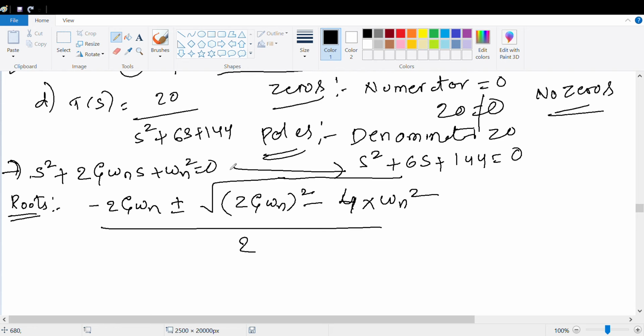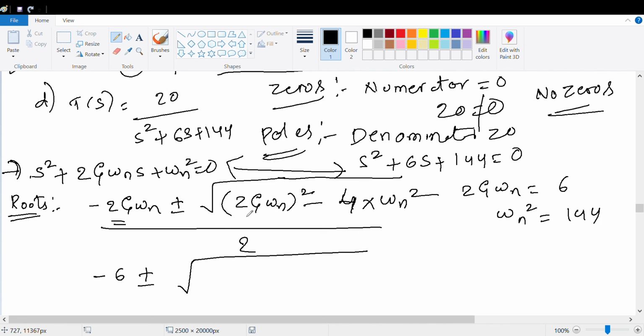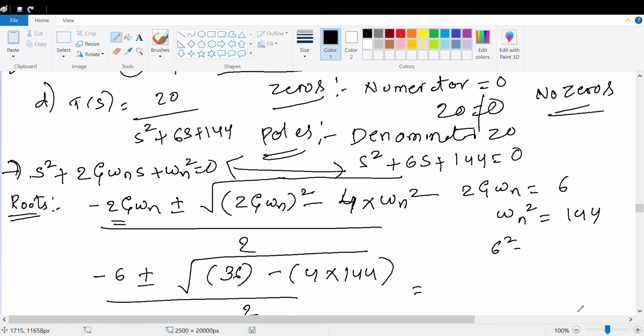Now just compare these two. In the place of 2 zeta omega n we have 6. In the place of omega n square we have 144. So now just substitute here and find the roots. So minus 6 plus or minus square root of 6 whole square, which is 36, minus 4 times 144, divided by 2. Now let's find the roots.